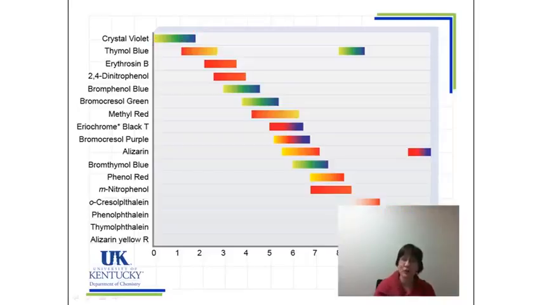So this is the end of learning objective number 8. We now know what an indicator is, we know how they work, why they change colors, and how to select an indicator for the pH range that you're looking for in your acid-base titration.